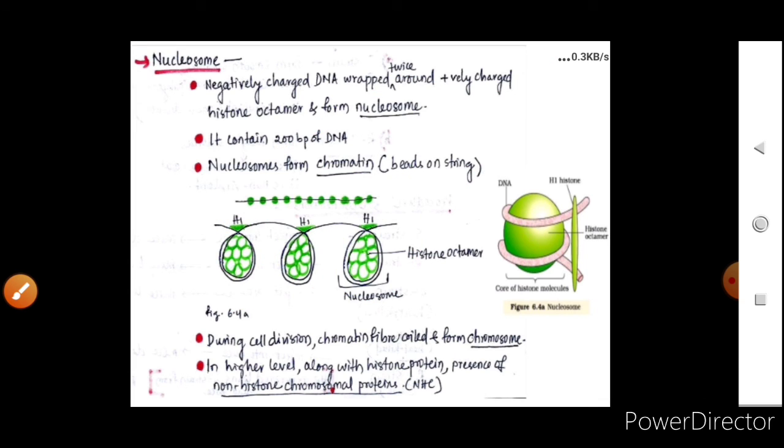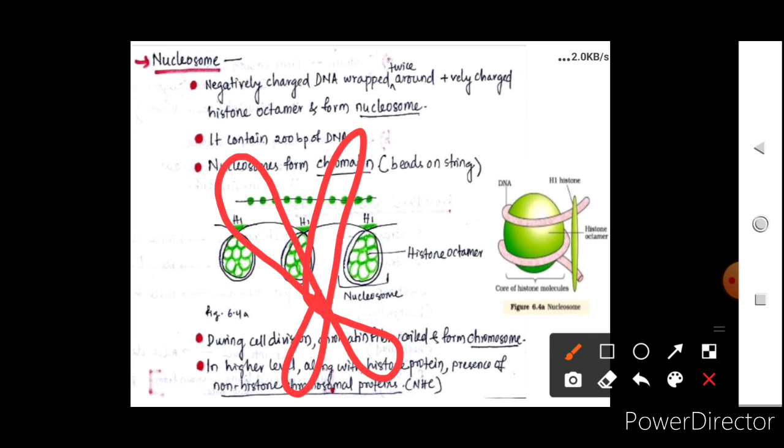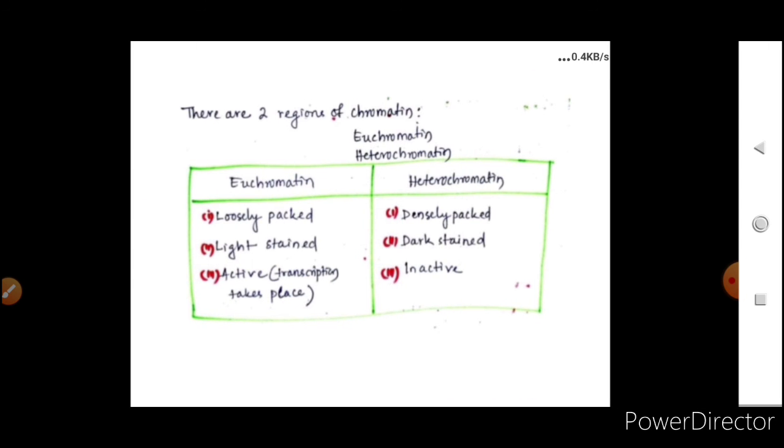During cell division, this chromatin fiber is coiled to form the chromosome structure. Now these beads on the string structures will form a definite structure, which is the chromosome. Okay, and this chromosome structure is only visible during the cell division. Now in higher level, along with histone protein, non-histone chromosomal proteins will be there, which will help in the packaging of these too.